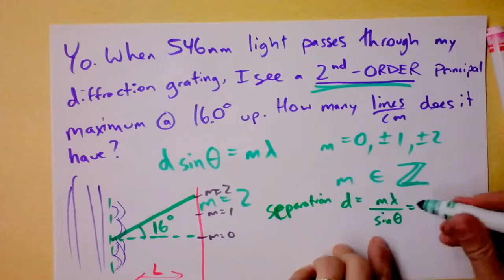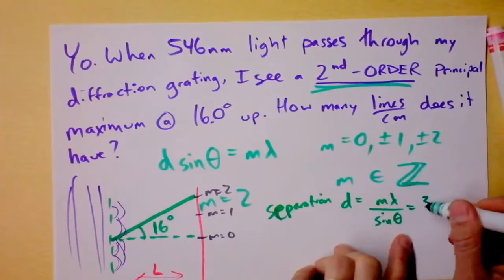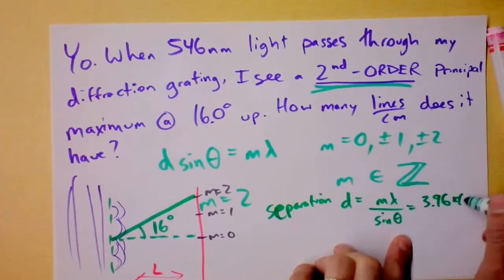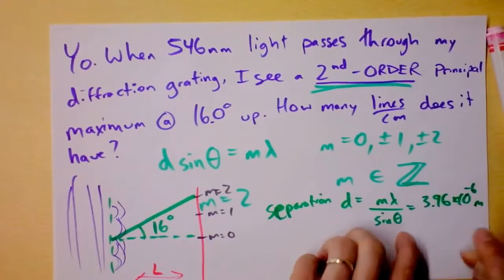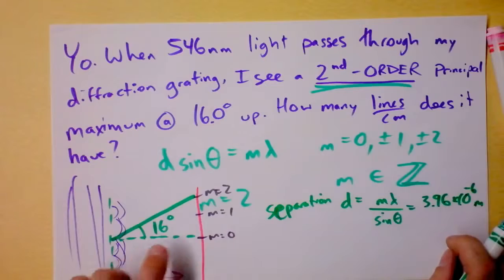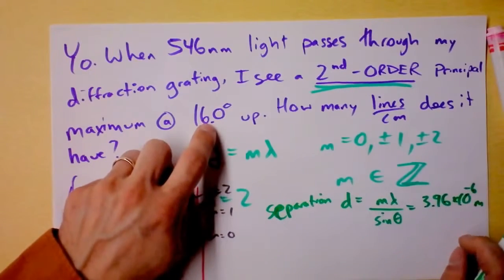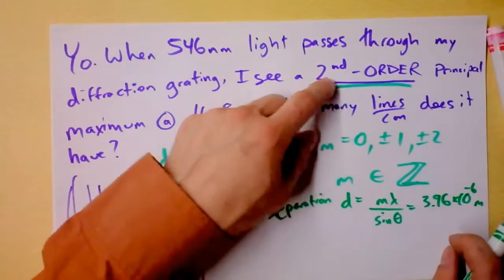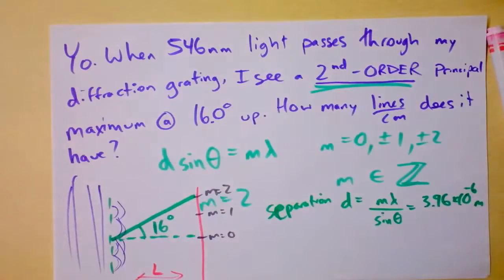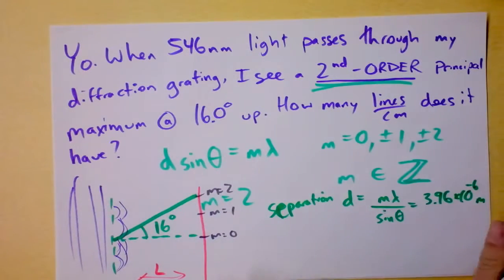and I found that the separation between the slits is 3.96 times 10 to the negative 6 meters. Is that okay that I'm using 3 sig figs if I was given 3 sig figs right here? Yeah, and I guess second order principal maximum probably has infinite sig figs. It is the second one, so count it, right? It's not a measurable thing, it's a countable thing.